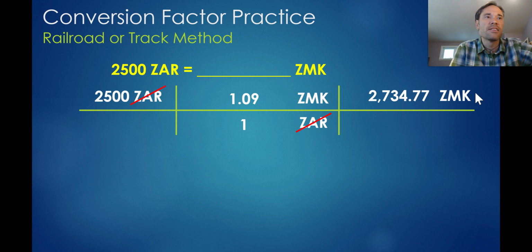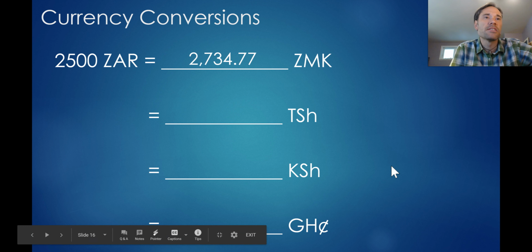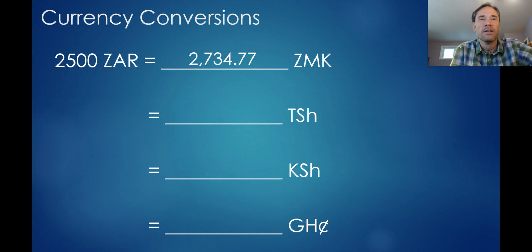2,734.77 kwacha. All right, that being the case, we can start filling in this chart here, and we can say that 2,500 Rand is equal to 2,734 kwacha and 0.77. But how many shillings is this? Well, let's do this one more time. I'm not going to do all of them because it will take a while, but I did do all of them, of course, to make sure that I knew what I was figuring out before. But let's go from kwacha to shillings.